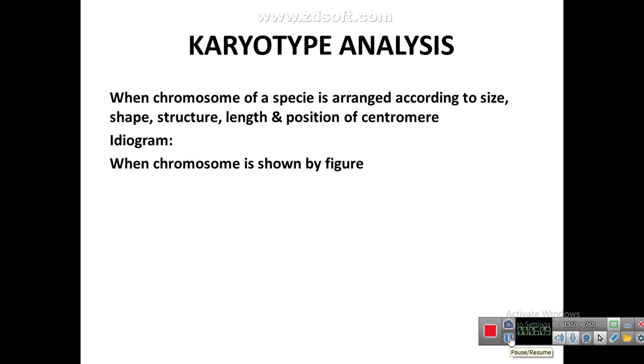Karyotype analysis: when the chromosomes of a species are arranged according to size, shape, structure, length and position of the centromere, this is known as karyotype analysis. And when the chromosomes are shown by a figure, this is known as an ideogram.